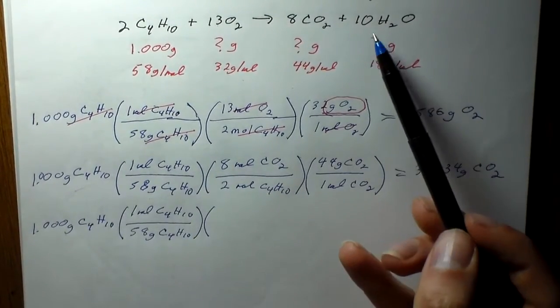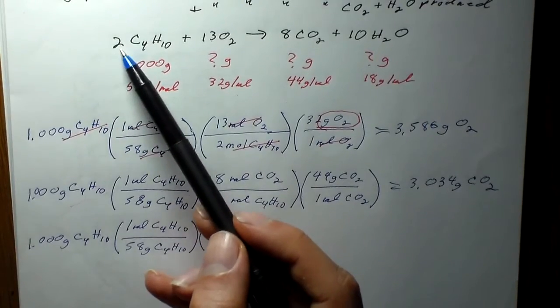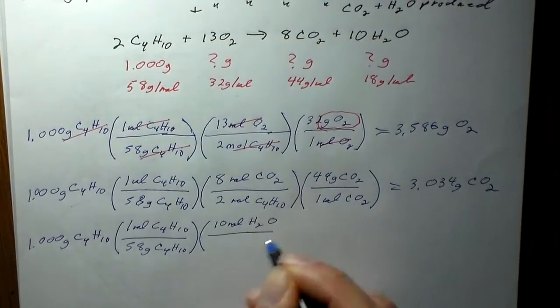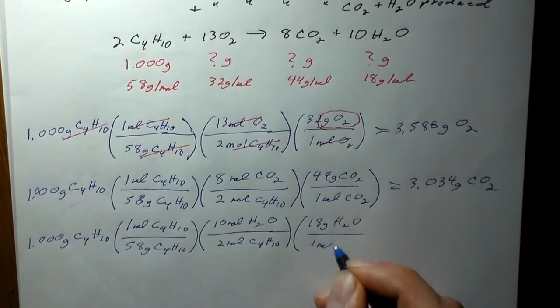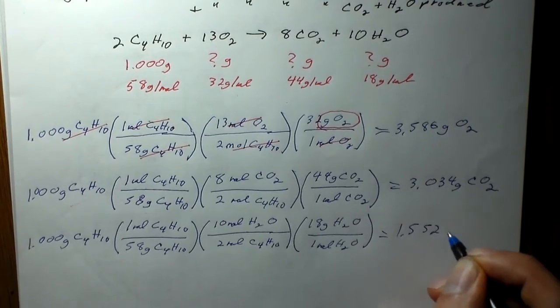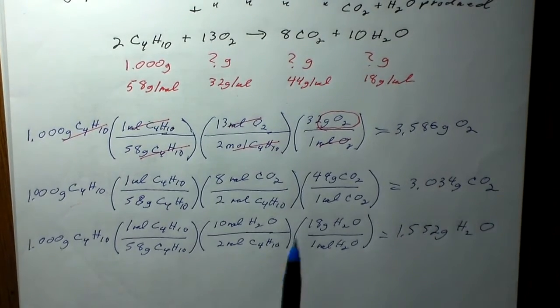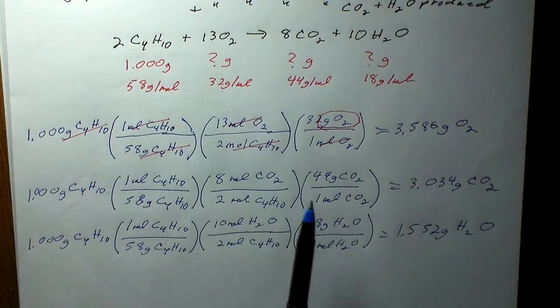And then over here, now we have 10 moles of water to 2 moles of the butane. And then we just have to multiply this by the molecular weight. And that works out to be 1.552 grams of water. This is why it is so important to go through here and explicitly write out what I'm talking about, moles of what.